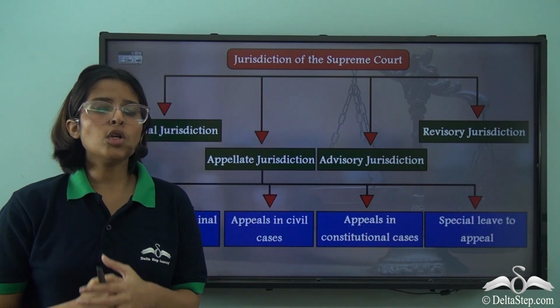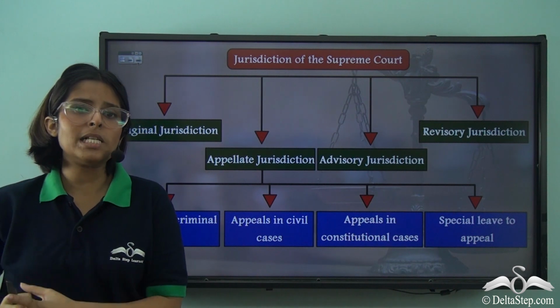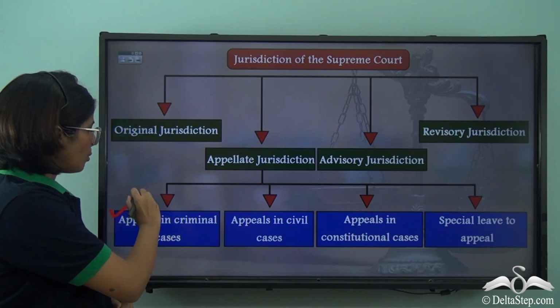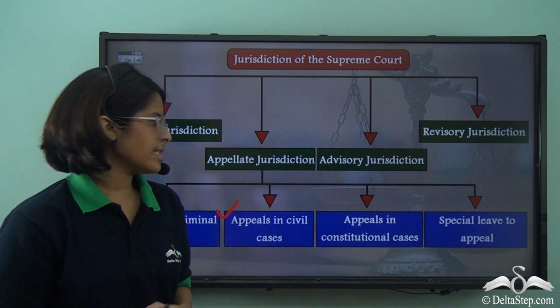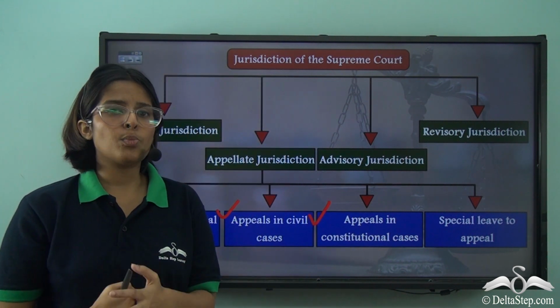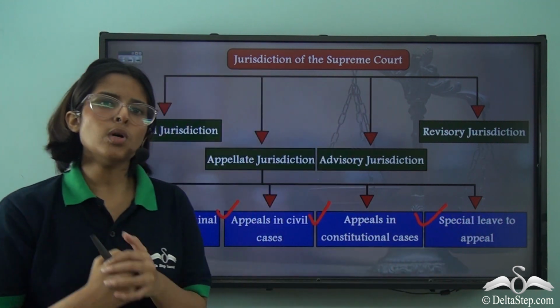The Supreme Court also has appellate jurisdiction in which it hears appeals from the high courts. Appellate jurisdiction can be in the form of appeals in criminal cases, appeals in civil cases, appeals in constitutional cases, and the Supreme Court also has a special leave to appeal.